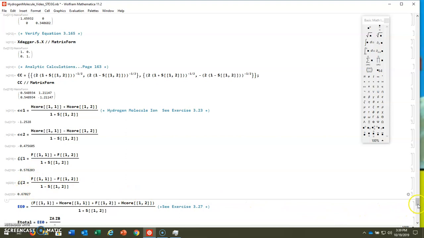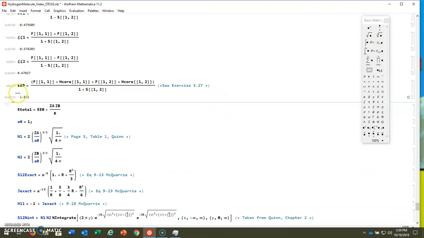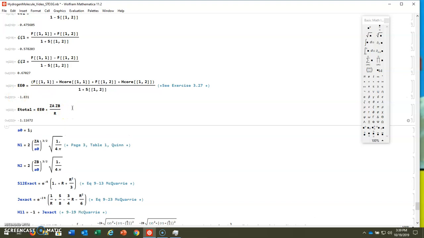Equation 3.27 to calculate the total electronic energy. Sure, we do. If we add our nuclear repulsion piece to it, we get, again, familiar values there.